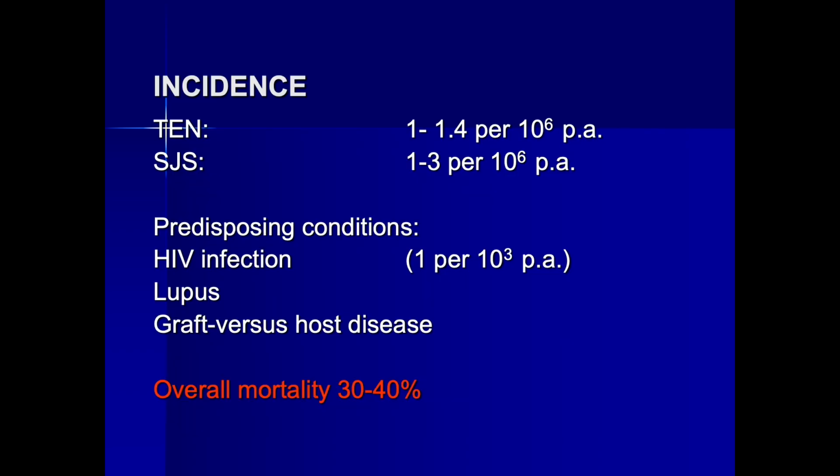Mercifully, toxic epidermal necrolysis is relatively uncommon, perhaps one case per million population annually. Predisposing factors: it's much more common in HIV infection, particularly when they're exposed to sulfonamides. It's slightly more common in individuals with lupus erythematosus, and it can occur in a graft versus host disease setting. TEN has a mortality, and it's probably 30 to 40%. So it's a very serious condition that needs immediate recognition and expert management.